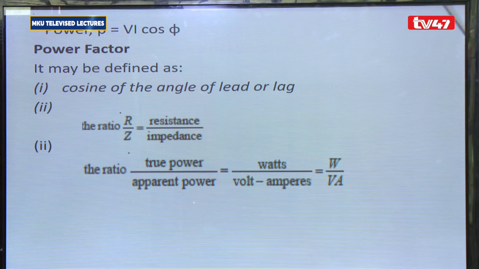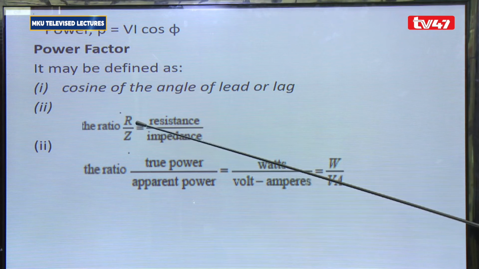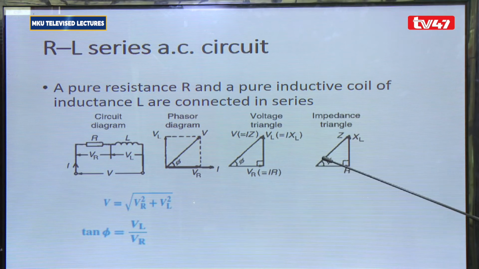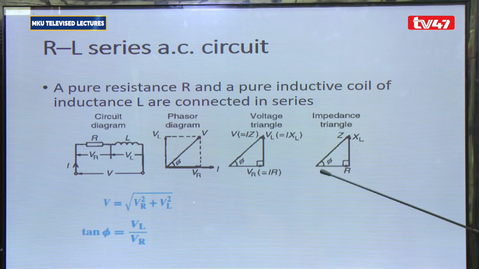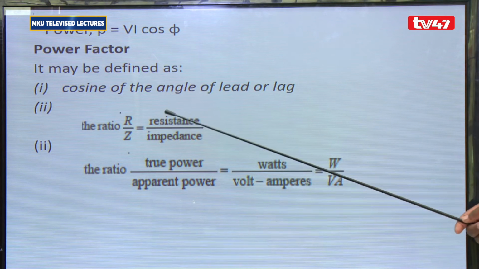Also, you can get the definition of the power factor from the values of the resistance and the impedance. So if you look at this diagram which you have here, the cos of this angle is given by adjacent over hypotenuse. So R over Z, which is resistance over impedance, is going to give us the value of the power factor here, resistance over impedance.